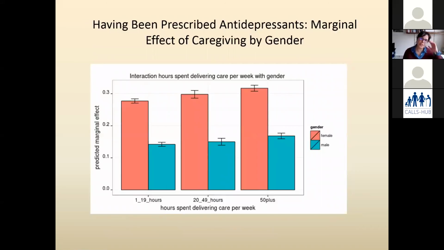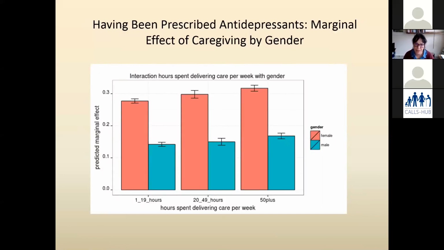Then we've carried out interaction models, looked at interaction effects. These are the marginal effects or the predicted probabilities of each category of caregiving of being prescribed antidepressants by gender. So we found that this is highly gendered. Number one, across the population, being prescribed antidepressants is always very gendered, but also among caregivers.